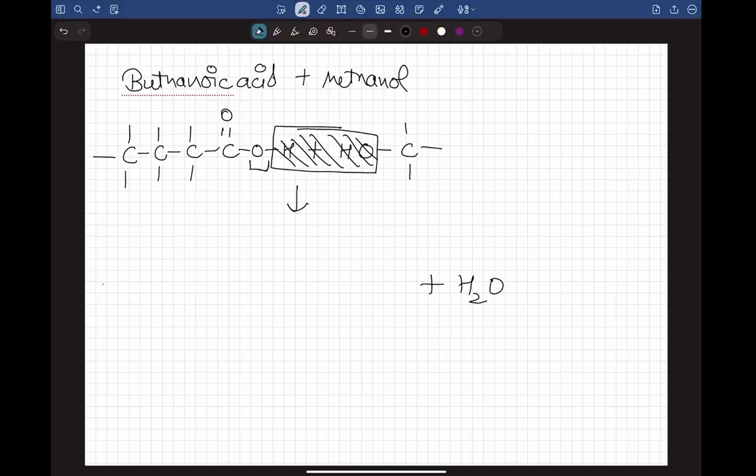So again the same thing, we will draw everything as it is. C double bond O, then oxygen. Now this oxygen will combine to the carbon of the alcohol. This is your ester.